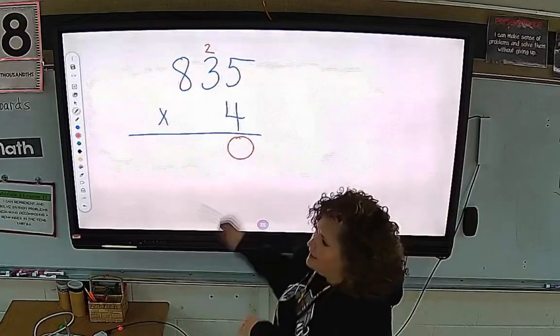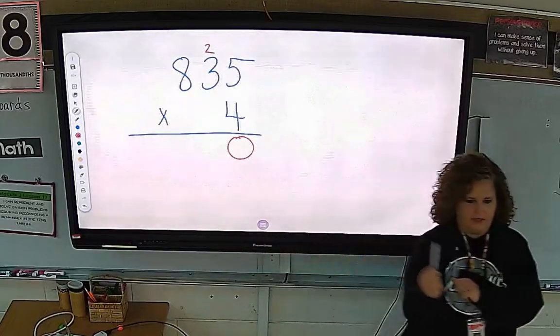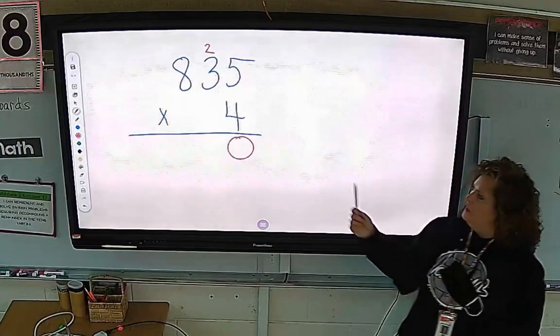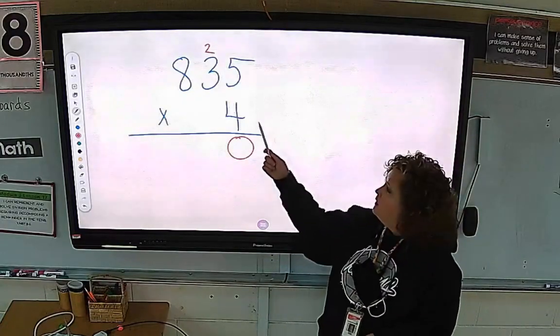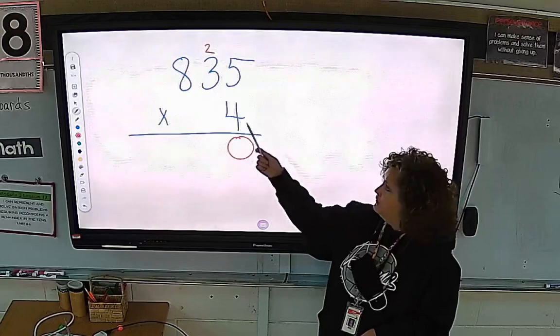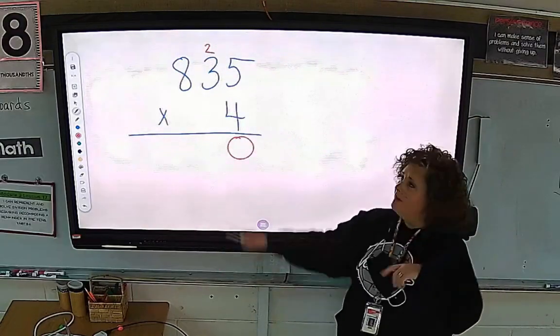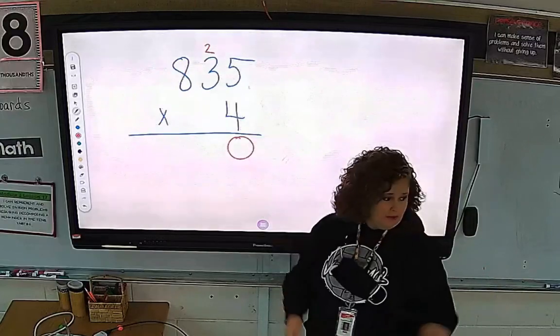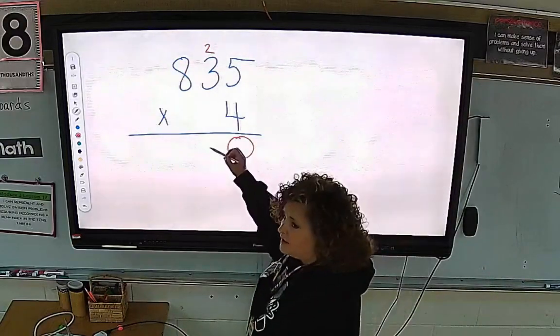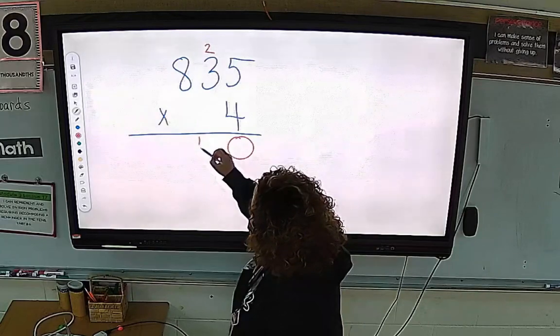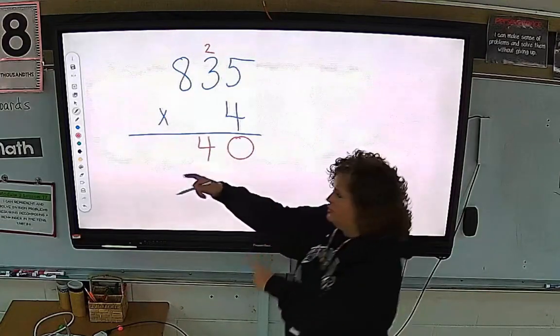All right, now what multiplication problem? Alexander, what comes next? Okay, the 4 goes to the 3. 4 times 3 is 12. Plus 2 more would be what? 14. Put the 4 and carry the 1.